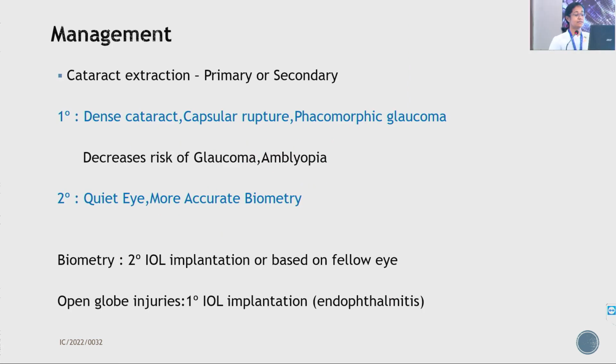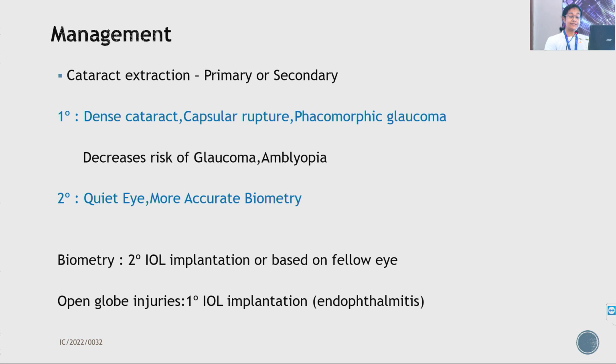Coming to the management, traumatic cataract can be either primarily extracted or as a secondary procedure. Primary is done when there is a dense cataract, when there is associated capsular rupture, and when there is phacomorphic glaucoma. This procedure decreases the risk of glaucoma and amblyopia in future. A secondary procedure is better because the eye is quiet.